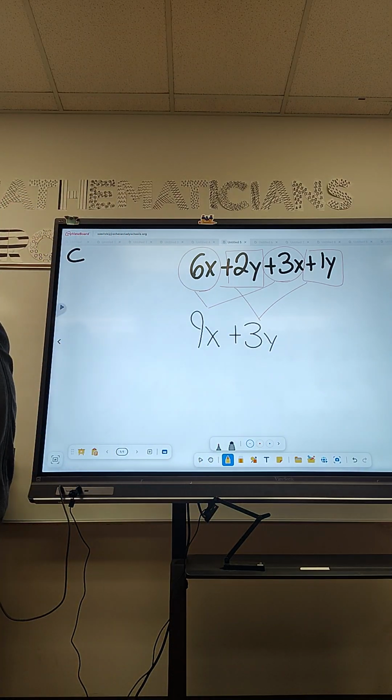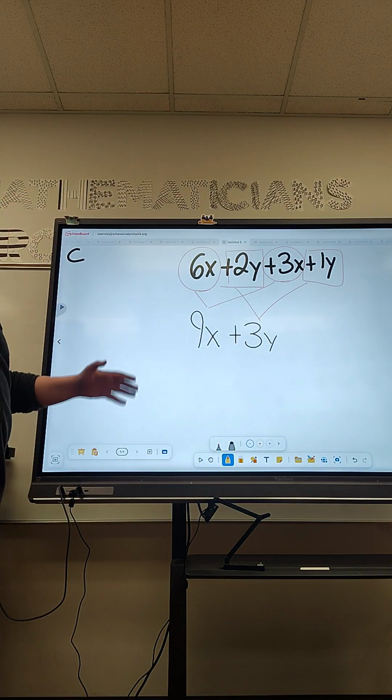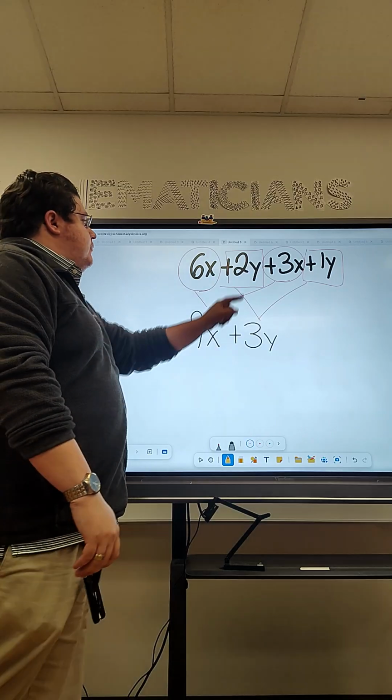So that's combining like terms, just adding or subtracting the different terms together.